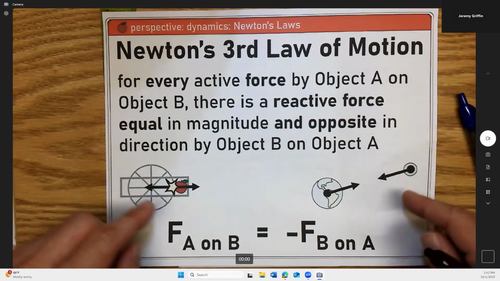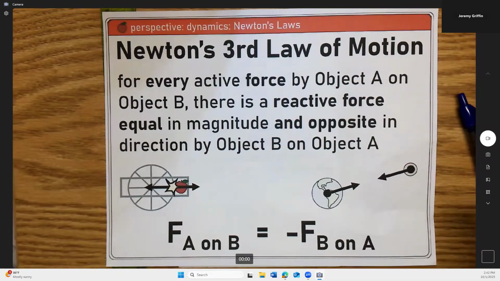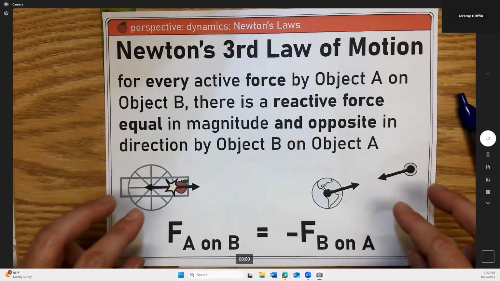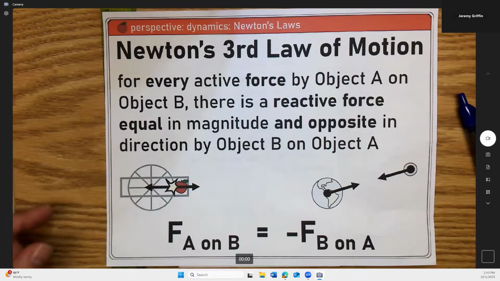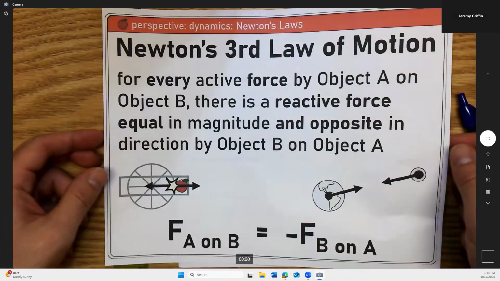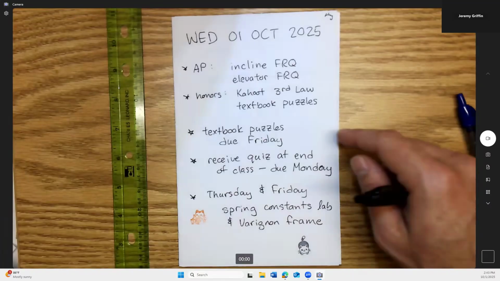I have a couple of examples here. So anytime you have two interacting objects, they're pushing or pulling on each other, the forces are always equal and opposite. Even if the masses are different, the resulting accelerations could totally be different. That you could expect from the second law of motion, but the forces are always equal and opposite. So let's see how well you guys do on a set of Kahoot questions. We're going to find out.